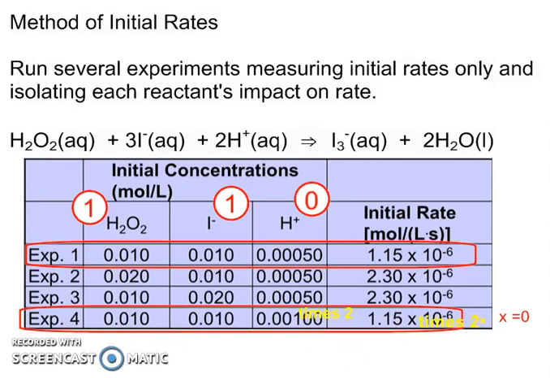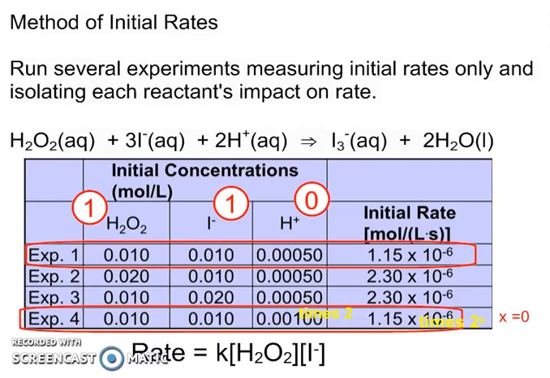So the way we would write the rate law with this kind of data, we would say rate is equal to k, which is the rate constant, times hydrogen peroxide to the first power, times iodide concentration to the first power. And you could put hydrogen ion to the 0 power, but when it's 0, we tend just to leave it off. And so this would be the rate law based on this data for method of initial rates.